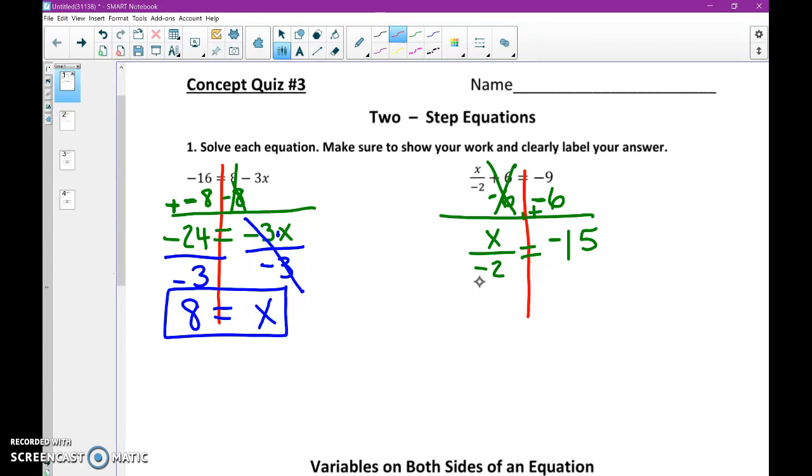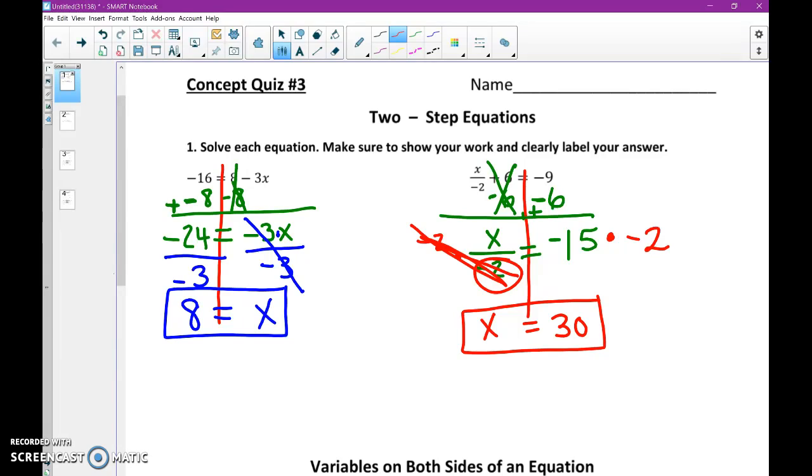Last thing I want to do is get rid of this dividing. That's what that little bar means, dividing by negative 2. What's the opposite of dividing? Multiplying. I want to get rid of this whole number, so I'm going to multiply by negative 2 because dividing by negative 2 and multiplying by negative 2 cancel out. But whatever I do to one side, got to do to the other side. So if I multiplied by negative 2 over here, got to do it over here. Still have x on the left. Negative 15 times negative 2 becomes positive 30 for our final answer.